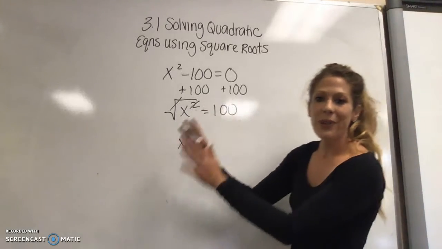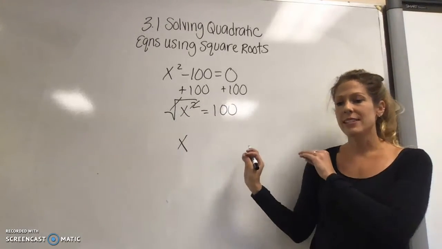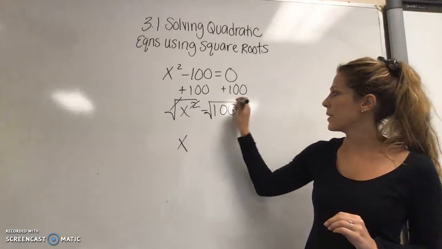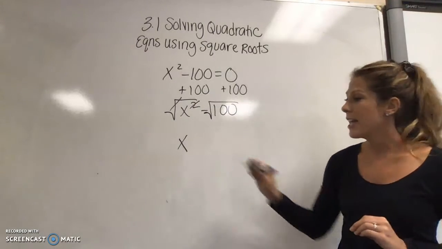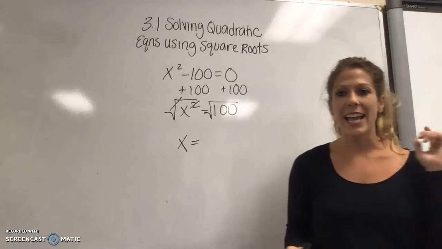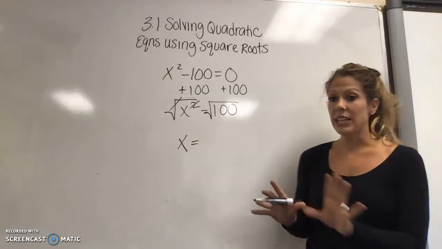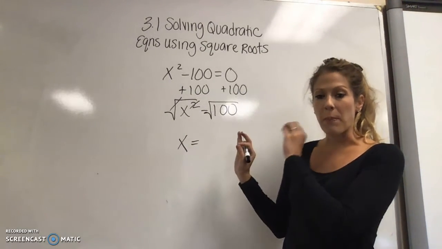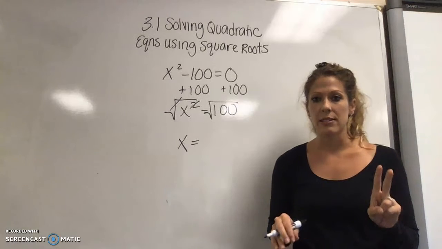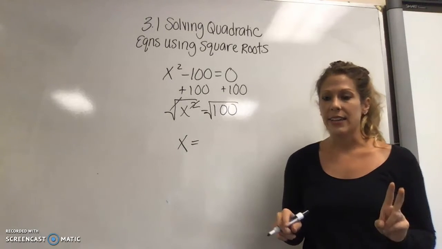But whatever you do to one side, don't forget you've got to do it to the other side. So since we took the square root there, we need to take the square root over here. And your initial response is to say, square root of 100 is 10. But I just want to let you know, every time we take the square root of a positive number, you're going to get 2 answers. A positive answer and a negative answer.